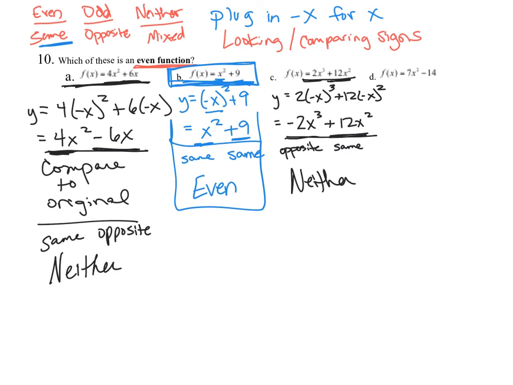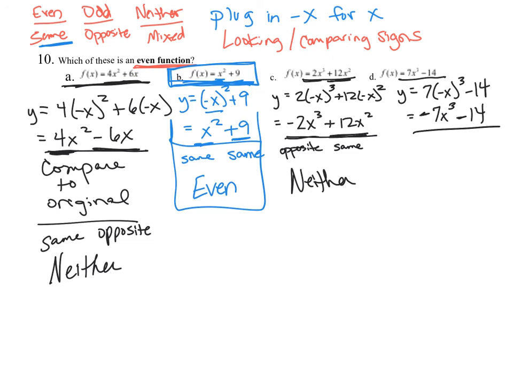So let's do the last one. So we have y equals 7, and we have negative x cubed minus 14. Okay, so negative times negative is positive times another negative because we have 3 of them. So negative times negative is positive, then times another negative is negative. So negative 7x cubed minus 14. And that's our end result.